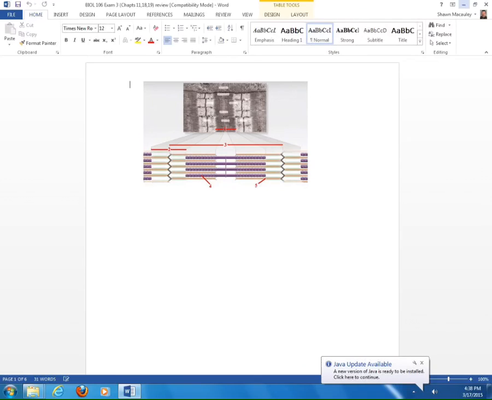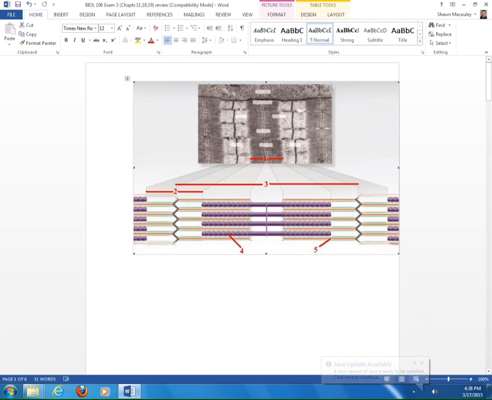Let me make this larger. This is all part of that conversation. And I'll use this as a jumping spot to discuss some things.